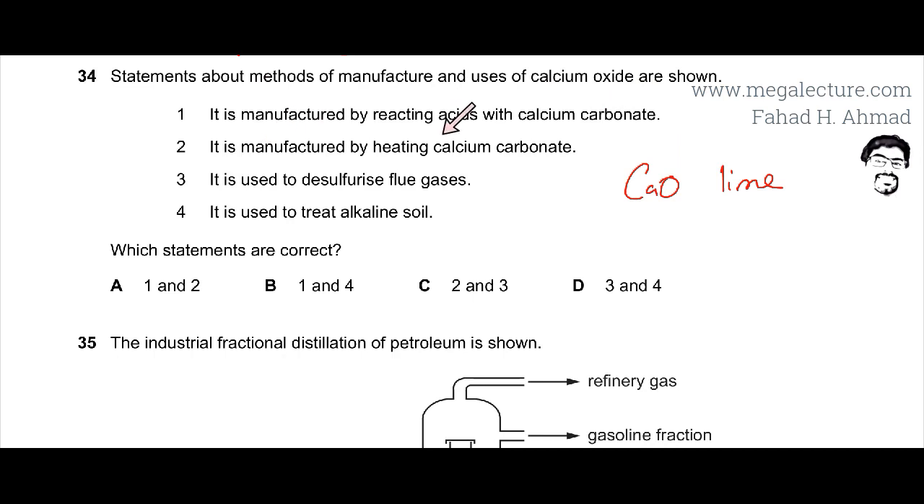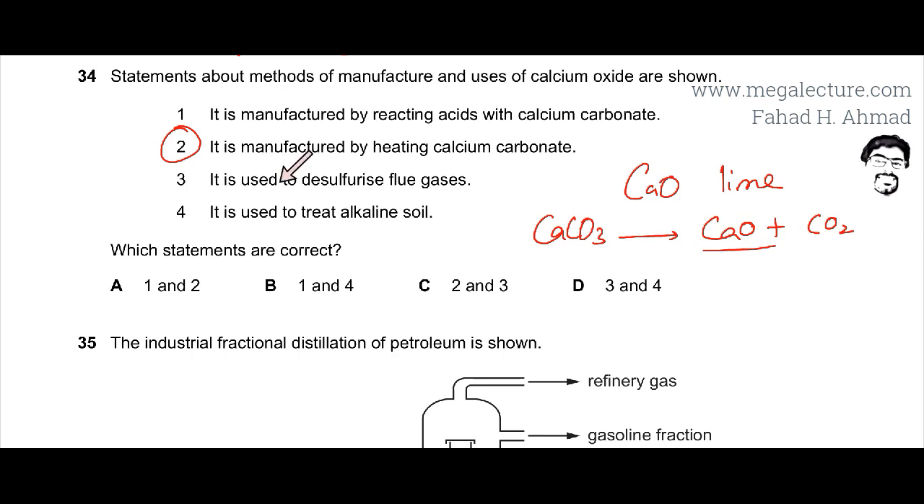It's a metal oxide, it's a base. Next one is it is manufactured by heating calcium carbonate, which is correct because you take limestone and you decompose it. You heat it, it decomposes, ending up producing a metal oxide and carbon dioxide that results in the formation of lime. So limestone is used, it is heated. So this statement, option 2, is correct.